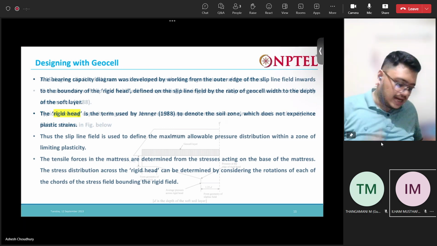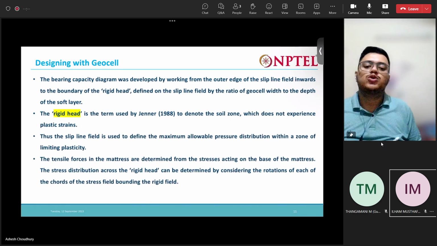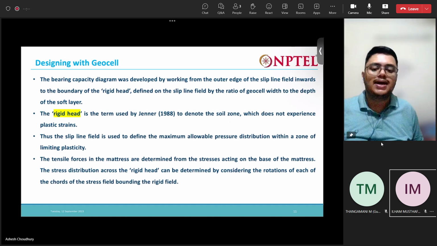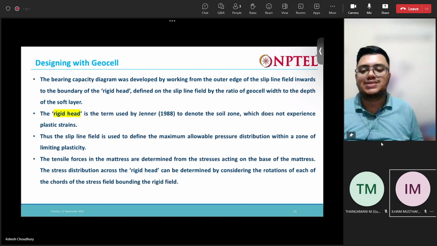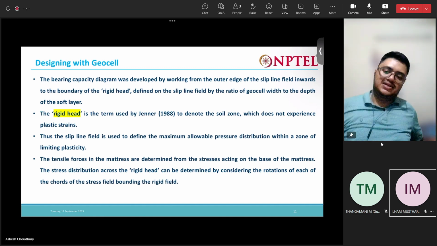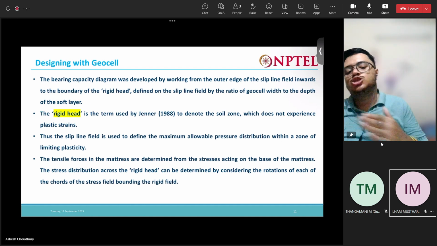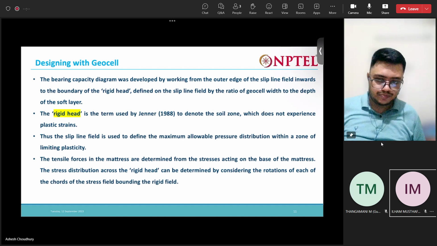The tensile forces in the mattress are determined from the stresses acting on the base of the mattress. The average stress across the rigid head can be determined by considering the rotations of each of the chords of the stress field that bound the rigid head.